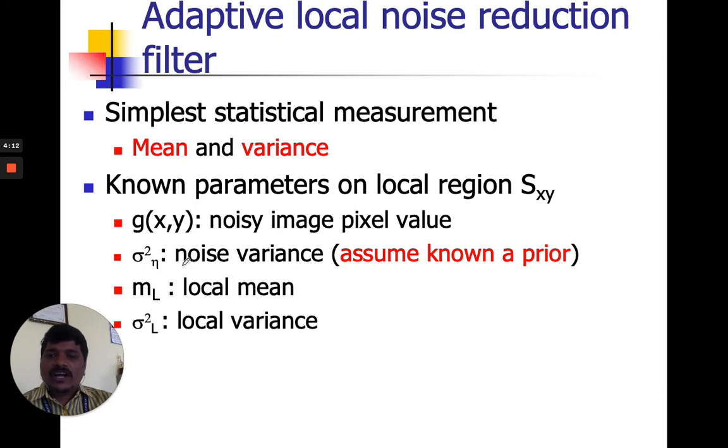Second, the noise variance, which is known a priori. Third, m L, the local mean, and then sigma square L, the local variance. So based on these four parameters, the adaptivity can be done. That's why it is called an adaptive local noise reduction filter. Based on these parameters, the filter can be applied.